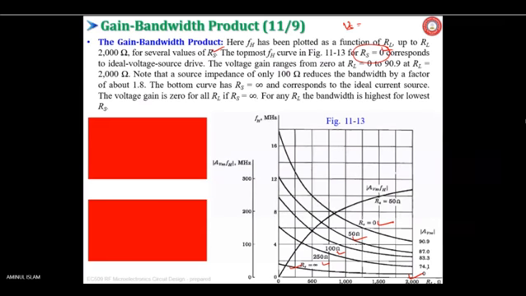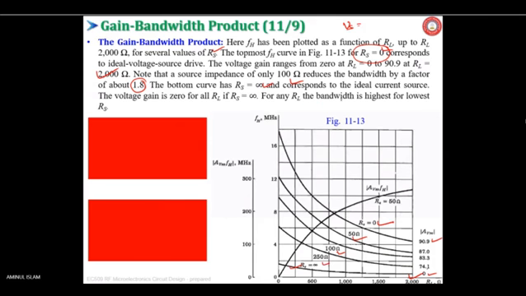The voltage gain ranges from 0 at RL equals 0 to 90.9 at RL equals 200 ohm. See, this table is given here. Note that a source impedance of only 100 ohm reduces the bandwidth by a factor of about 1.8.